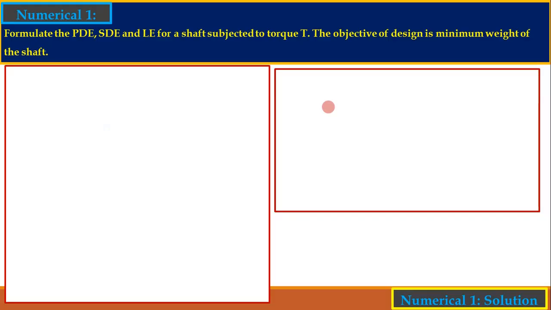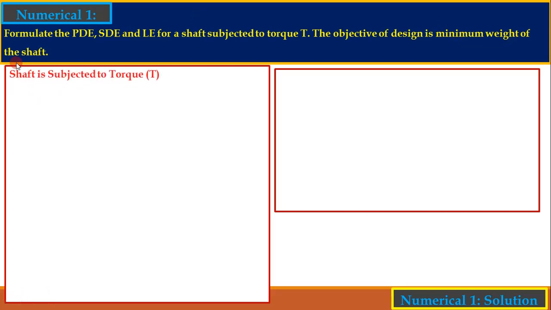The first numerical is: formulate the PDE, SDE and LE for a shaft subjected to torque T. The objective of design is minimum weight of the shaft. So here we have to formulate the PDE, that is primary design equation, SDE, that is subsidiary design equation, and LE, that is limit equation, for a shaft subjected to torque T, and the objective is to have the minimum weight of the shaft.